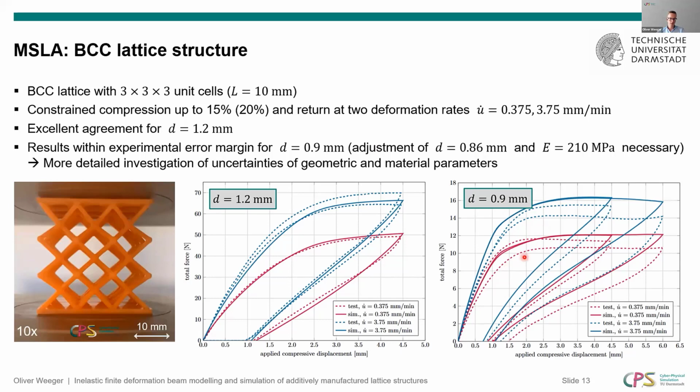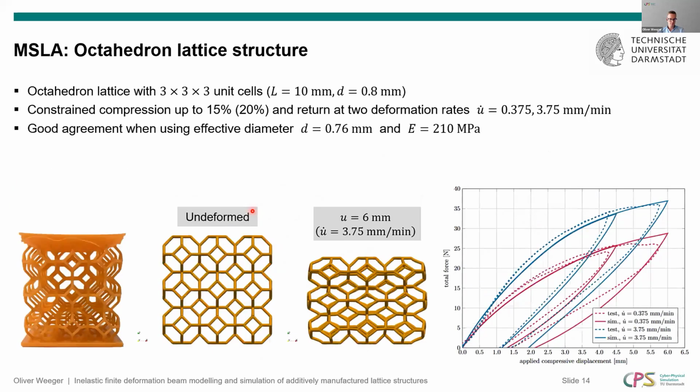And then when we make those adjustments, we can still get a very good agreement of the behavior of such a lattice structure. But this means that we have to make some more detailed investigations of how these uncertainties, both in terms of the material parameters and the material behavior, and also the geometric uncertainties that come from the printing process, affect the lattice structures.